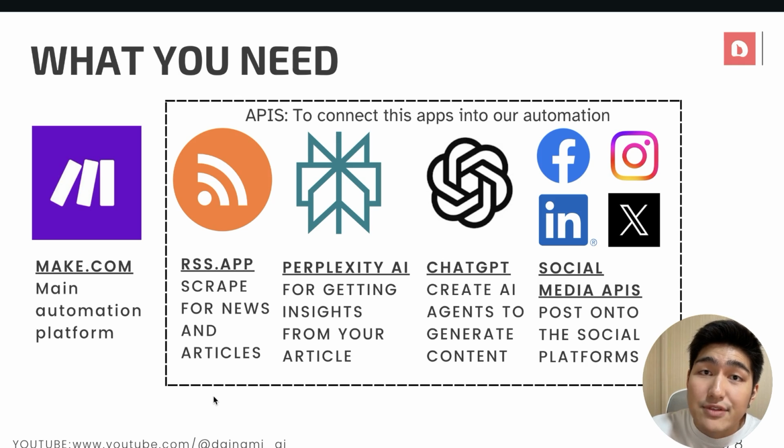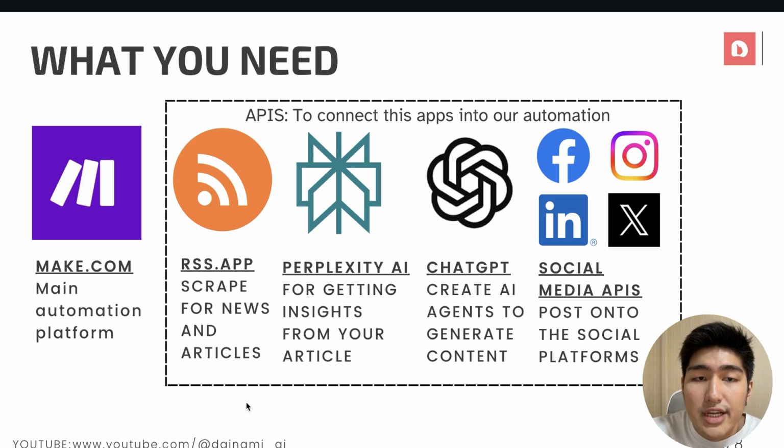Moving forward, we definitely have to use one of our favorite AI, ChatGPT, to create AI agents for us to generate unique content, scripts, and viral hooks for our specific niche. And last but not least, we will then be connecting them through our social media platforms using their APIs. And in this tutorial, we will be looking at the four main platforms: Facebook, Instagram, LinkedIn, and Twitter.